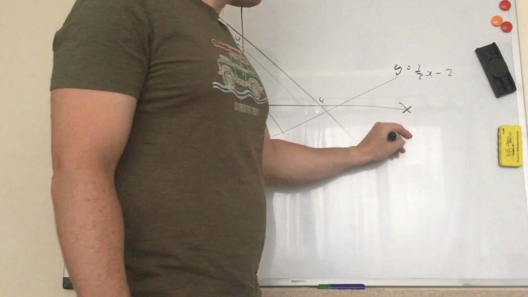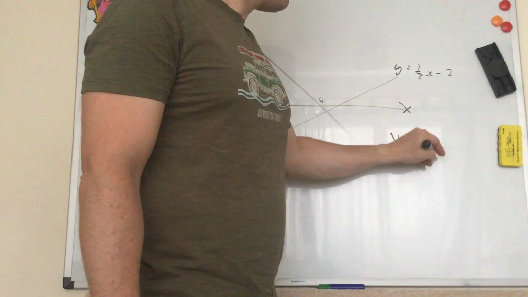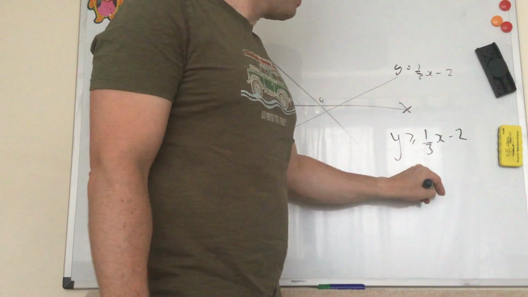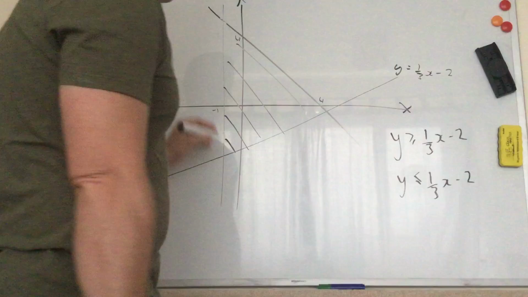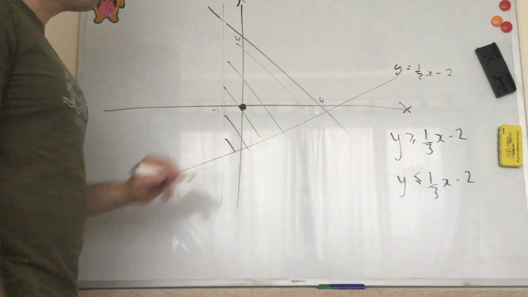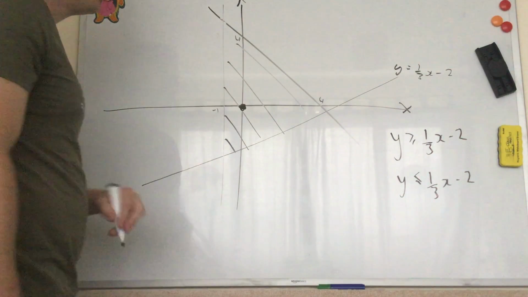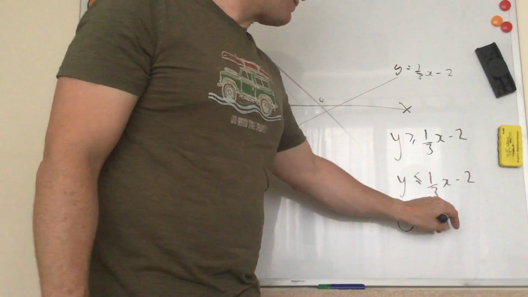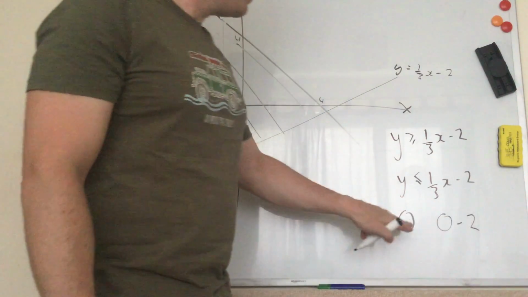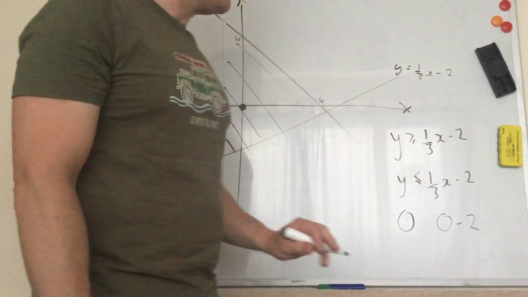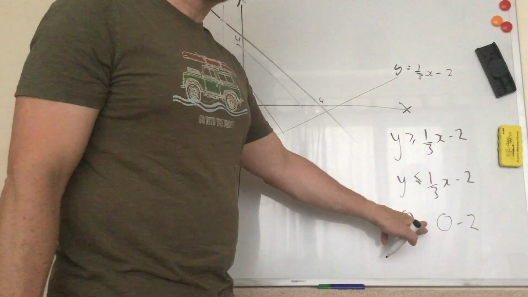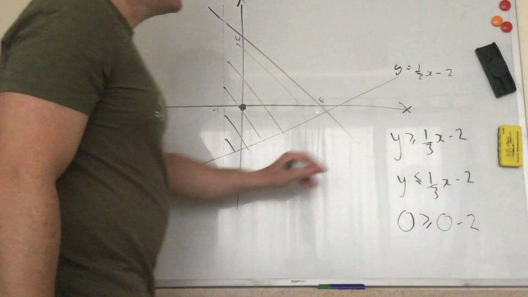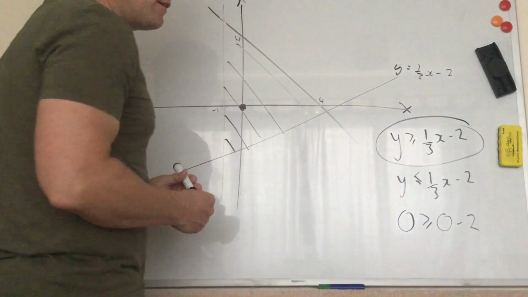So the question is, do we want y to be greater than or equal to 1/3 x minus 2, or do we want y to be less than or equal to 1/3 x minus 2? So pick a point. 0, 0 is a good one. It's inside the area, so we can pick it for all of them. If I sub in 0, I'm going to get 0. 1/3 times 0, 0 minus 2. So on this side I've got 0, and on this side I've got minus 2. Is 0 smaller than minus 2, or is it bigger than minus 2? 0 is greater than or equal to minus 2, so that's the one we want. So that's our first inequality.